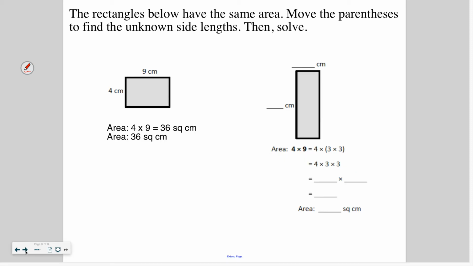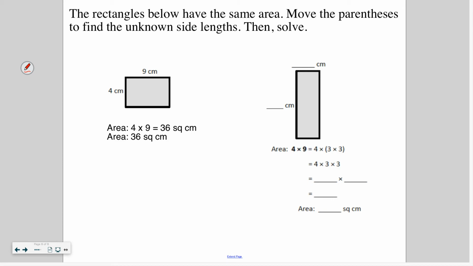So let's look at a different one. The rectangles below have the same area. Move the parentheses to find the unknown side lengths, then solve. So here I already know that 9 times 4 is 36, because 4 times 9 is 36. So this is 36 square centimeters. I have another rectangle here, and I know it's going to be the same area, but I don't know the side lengths. And that's what I'm going to try and figure out by moving the parentheses.